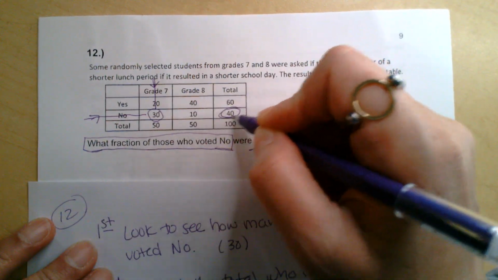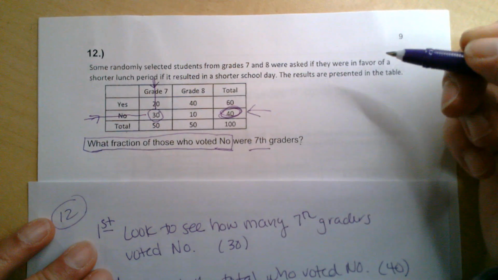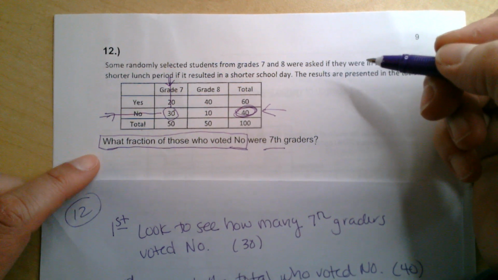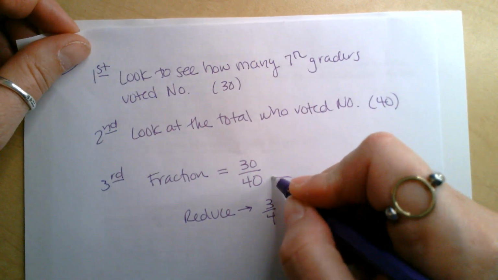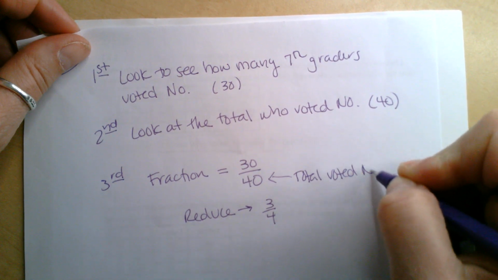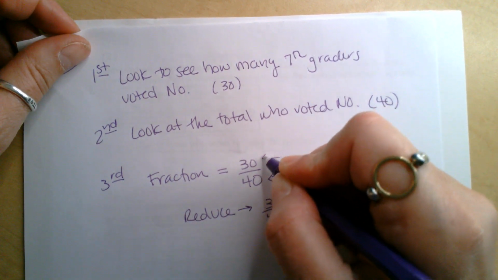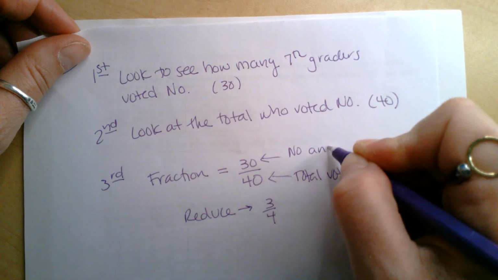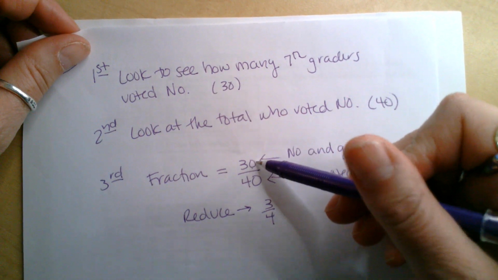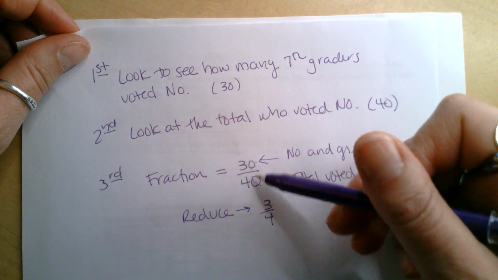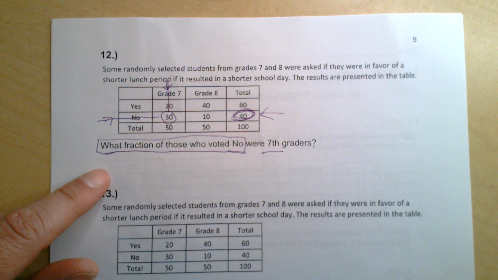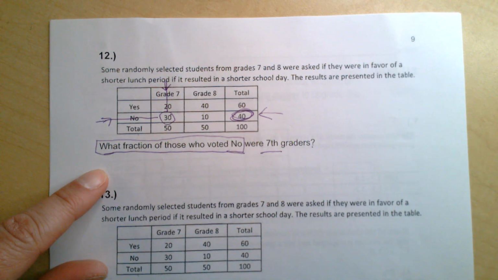This is how I knew to use this number right here. It says it in the problem: what fraction voted no? And so when I set this up, this is the total voted no, and this is the one no in grade 7. That was 30. So I divided out 30 over 40. I reduce it to 3/4. And I don't believe it was multiple choice, so you would write the fraction 3/4.